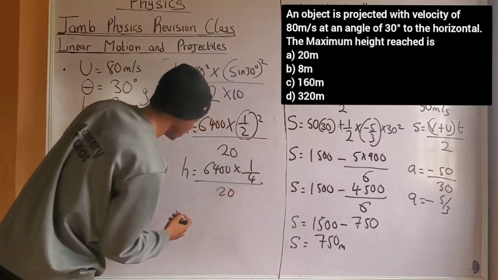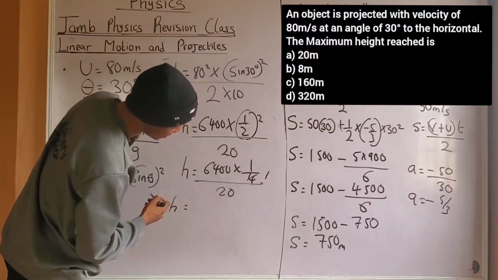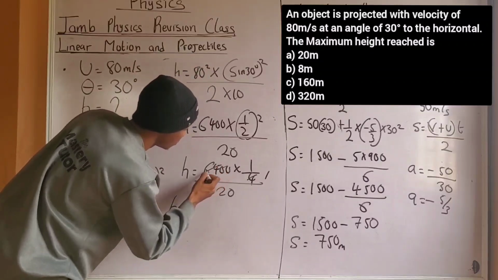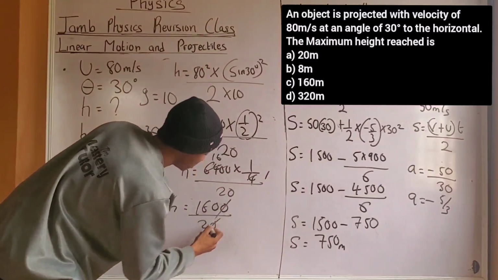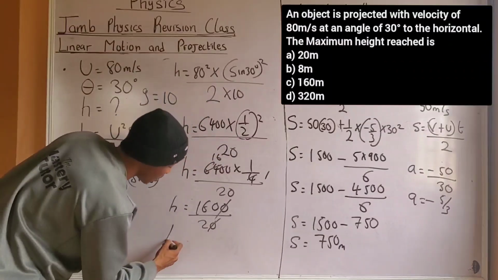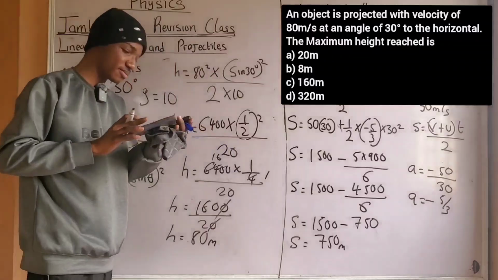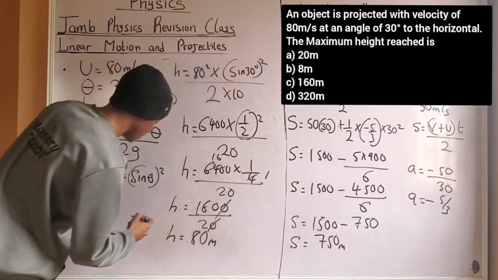This over 20. H is equal to, 4 here, 1. 4 in 64, that is 16, right? So I'm going to have 16 here, 1,600. 1,600 divided by 20. So 160 all over 20, that is 80. So the correct option to that question is option B, which is 80 meters.